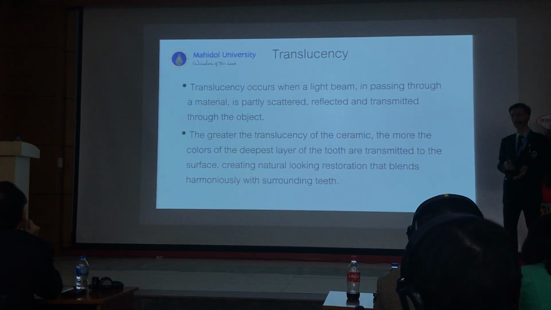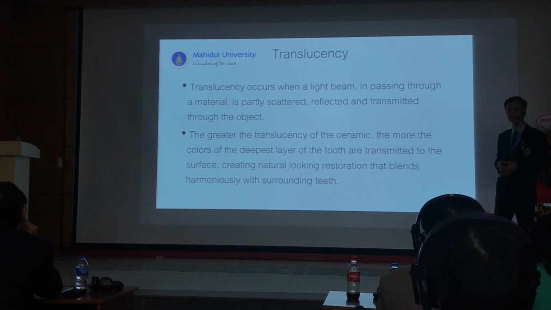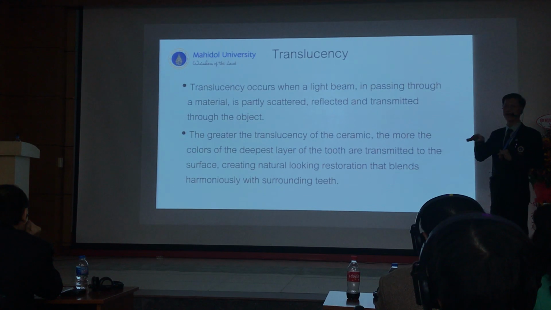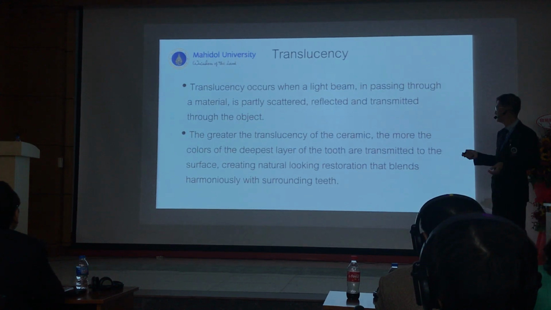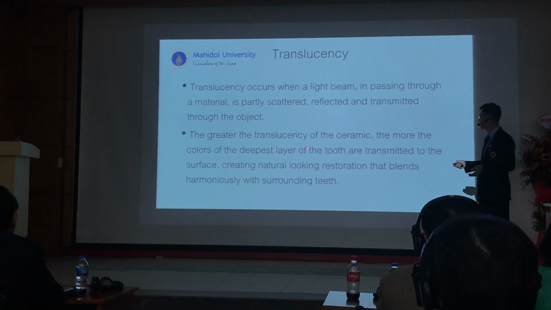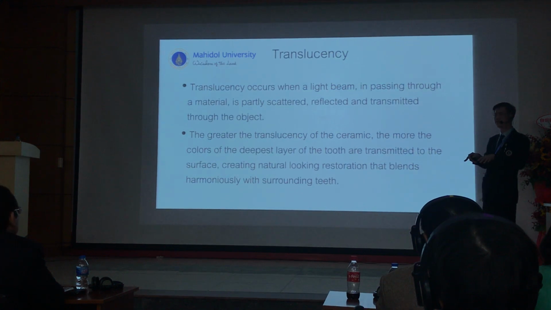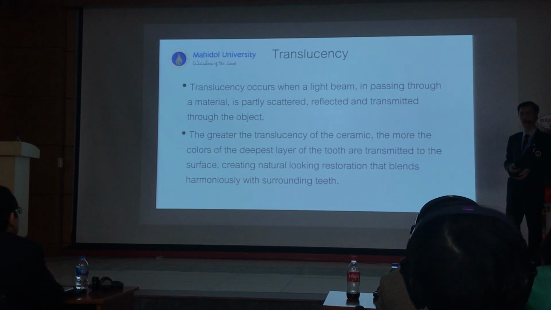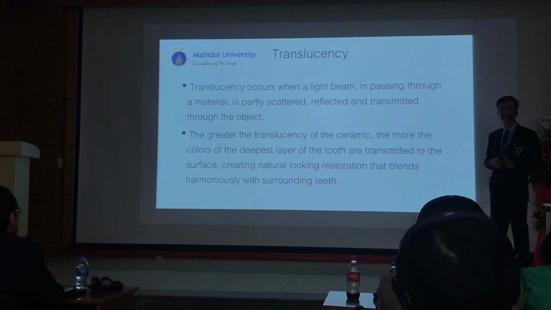And looking at the translucency of the surface, what is translucency? Translucency means that when light hits the material, sometimes the light can pass through it. Sometimes it just scatters or reflects back from the object. If your material is very translucent, it means the light can pass through to the tooth structure underneath. It means it's going to be harmonious with the tooth structure. So we want a material, or also a restoration, that is very translucent.